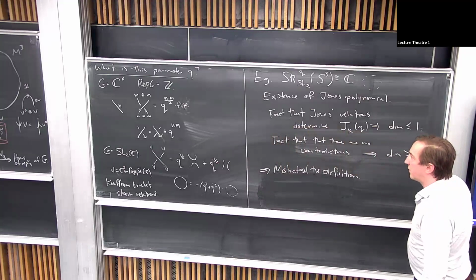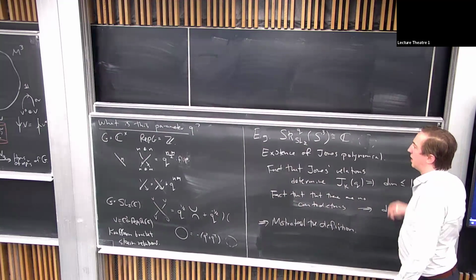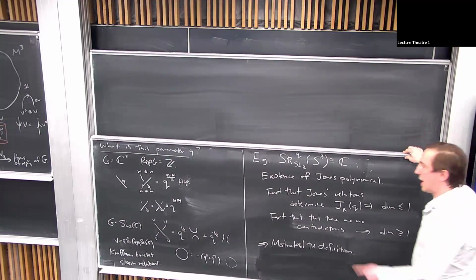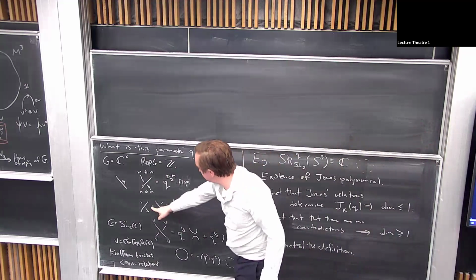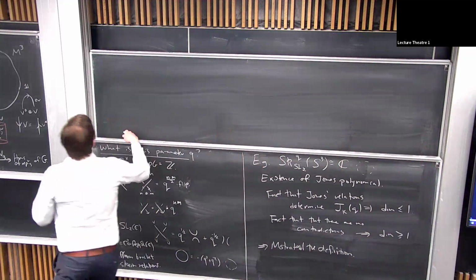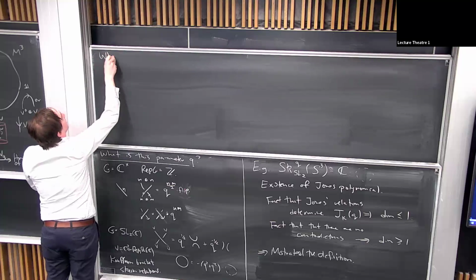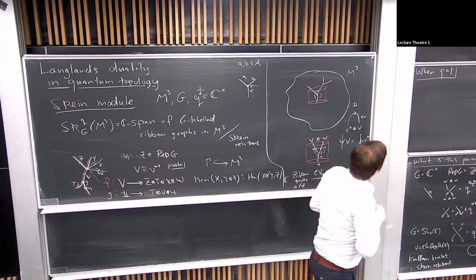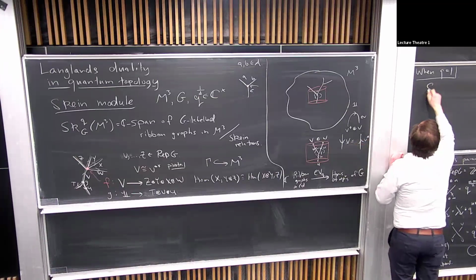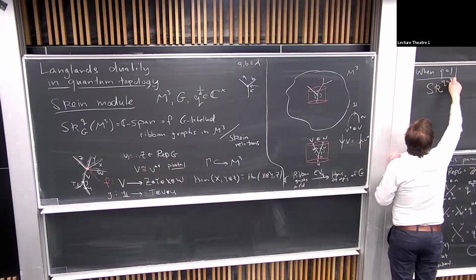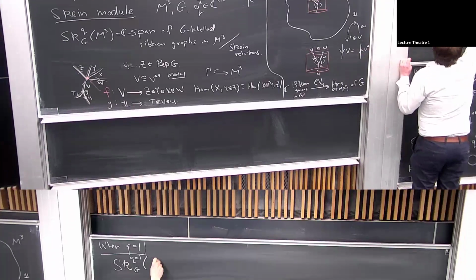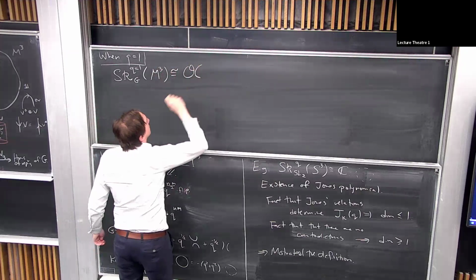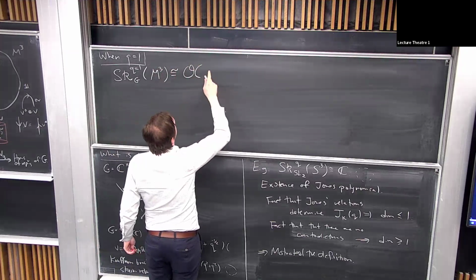I want to give you another way to think about this, which is what happens when we set q equals 1. So we already saw here that something special happened when q equals 1. So it turns out when q equals 1, this is isomorphic to polynomial functions on something we've seen in the last talk.